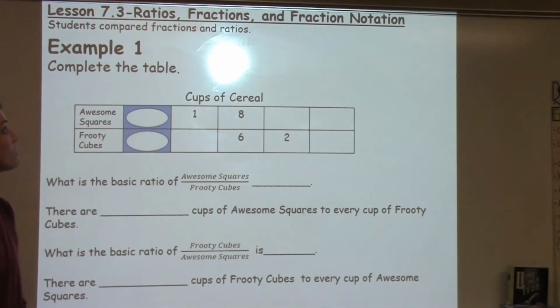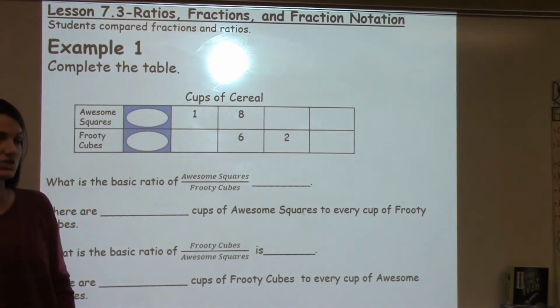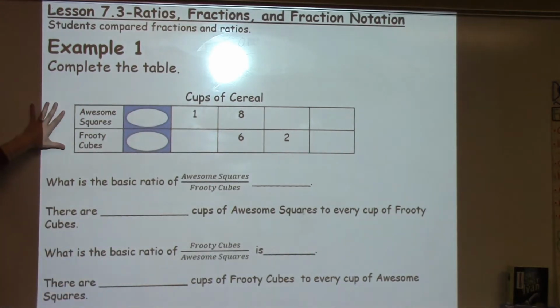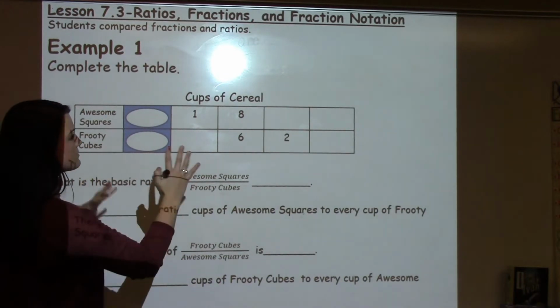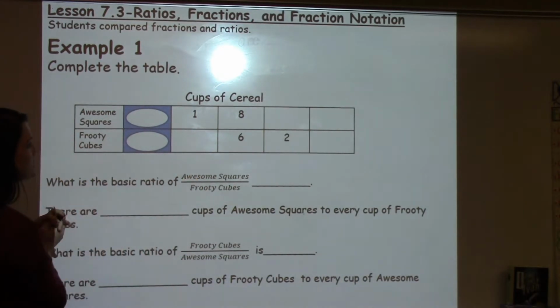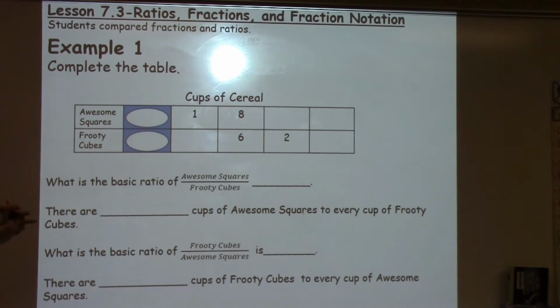Today students learned about ratios, fractions, and fraction notation. Most of their work was done by analyzing a table and really looking at how those numbers worked with each other in order to show different ratios and fraction notation.